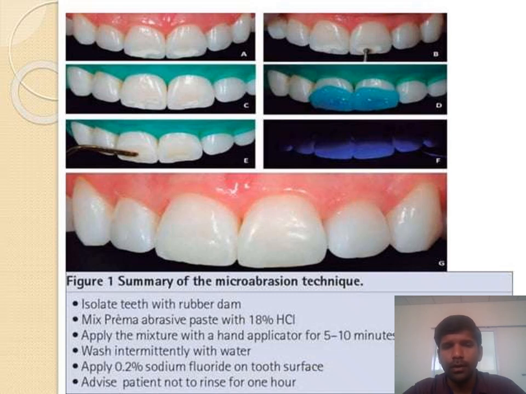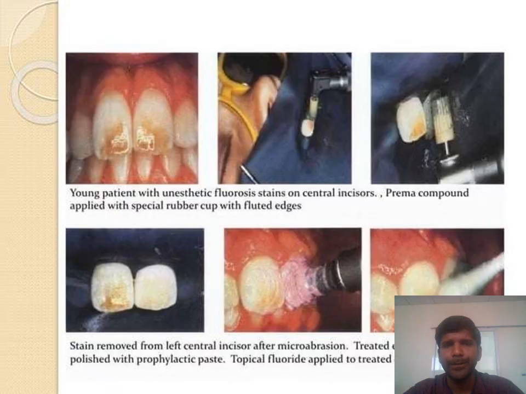Then Prima adhesive paste is mixed with 18% hydrochloric acid, and then the mixture is applied with a hand applicator for 5 to 10 minutes, and then it is washed intermittently with water, and then 0.2% sodium fluoride is applied on the tooth surface, and then the patient is advised not to rinse for 1 hour.